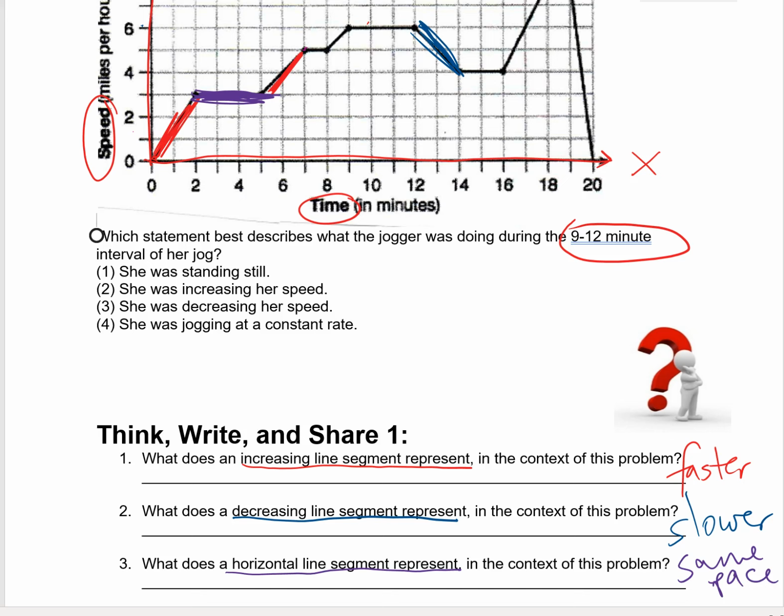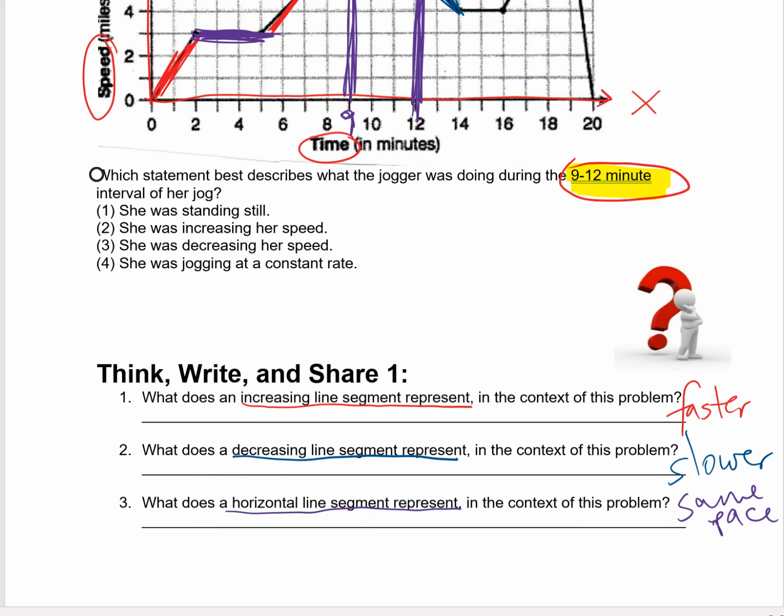Okay, so now let's take a look and see in this 9 to 12-minute interval, what kind of segment we were looking at. So we're going to go on the x-axis to 9. 9 minutes is right here between 8 and 10. 12 minutes is marked. And the piece we're looking at, sure enough, happens to be a horizontal piece, right? That flat line, not heading up. So we could go to the choices.